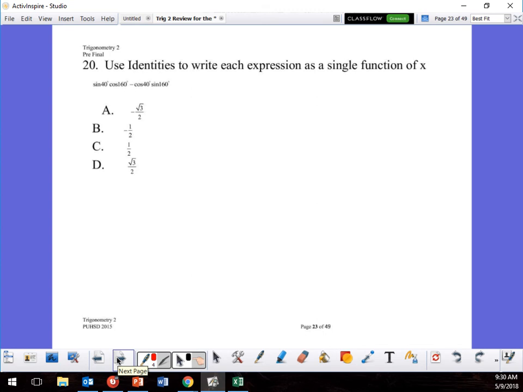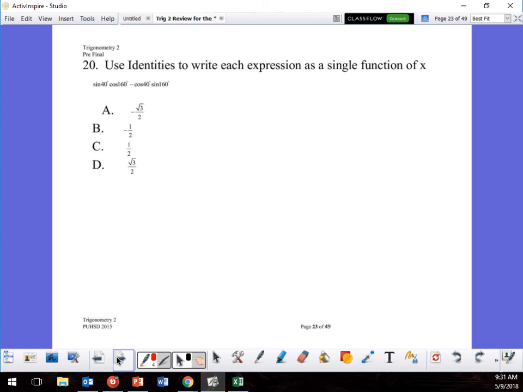All right, use identities to write each expression as a single function of x. So we already have everything there. So now this is working backwards from what we were doing. So if it goes sine, cosine, minus sine, what identity was that? Look at your reference sheet. You have to match it exactly. So it's sine, cosine, and then minus.